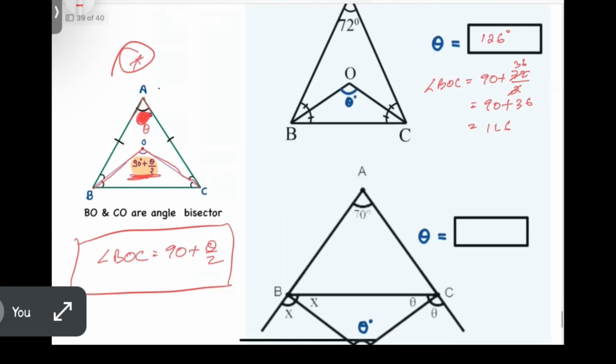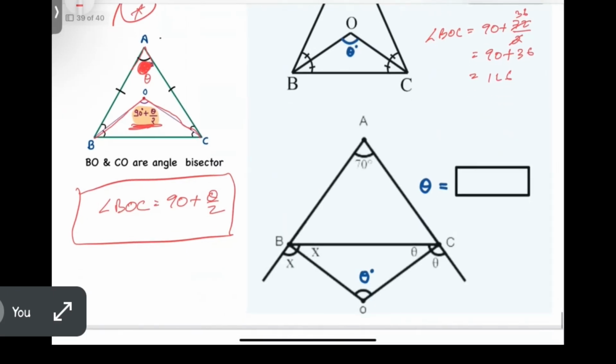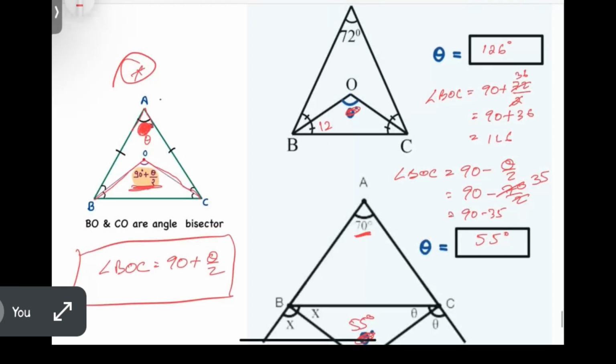Next, if it is outside, what was the formula? Angle BOC is equal to 90 minus theta by 2. So 90 minus, with theta 70, 70 divided by 2 is 35. 90 minus 35: 10 minus 5 is 5, and 8 minus 3 is 5. So our answer here is 55 degrees. So this value is nothing but 55 degrees, and earlier this value was 126 degrees.